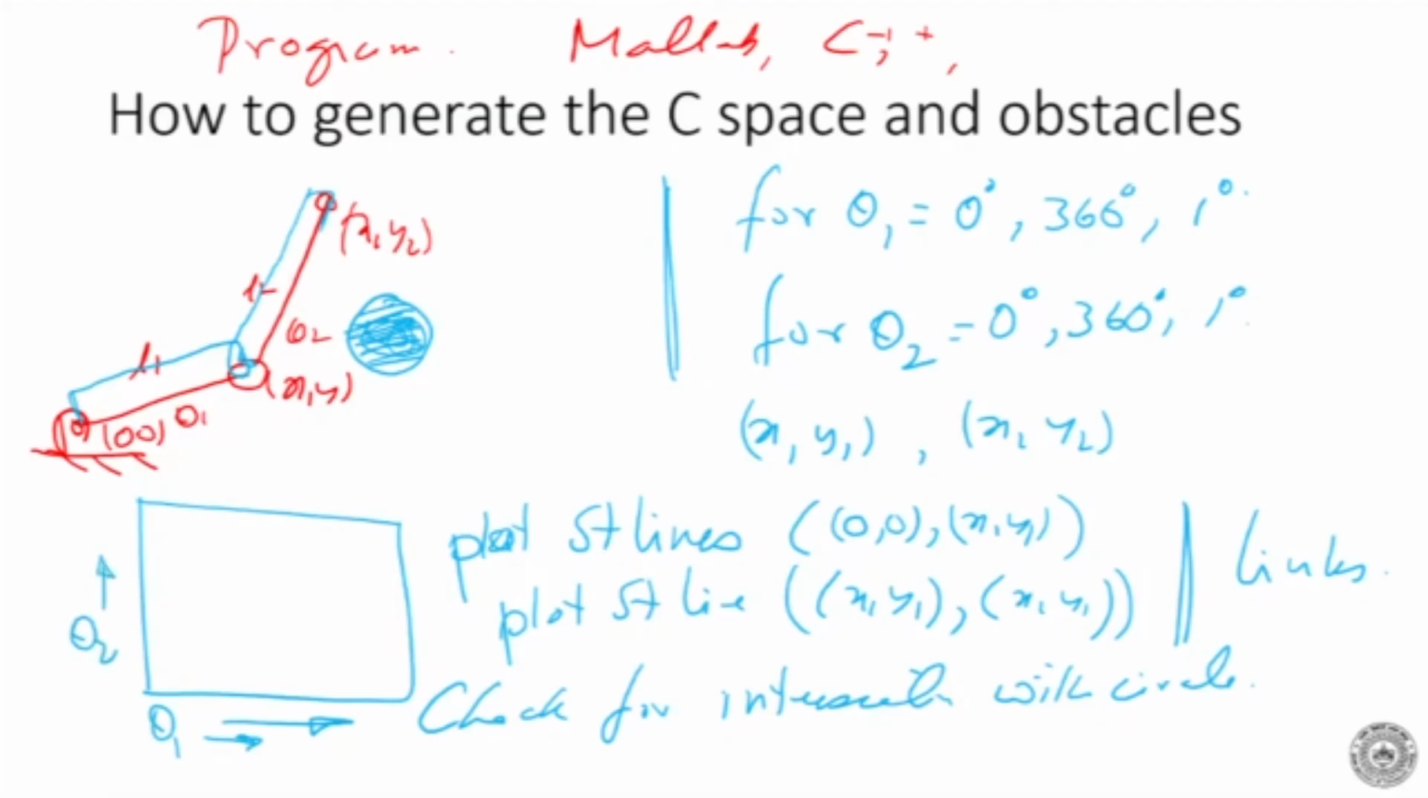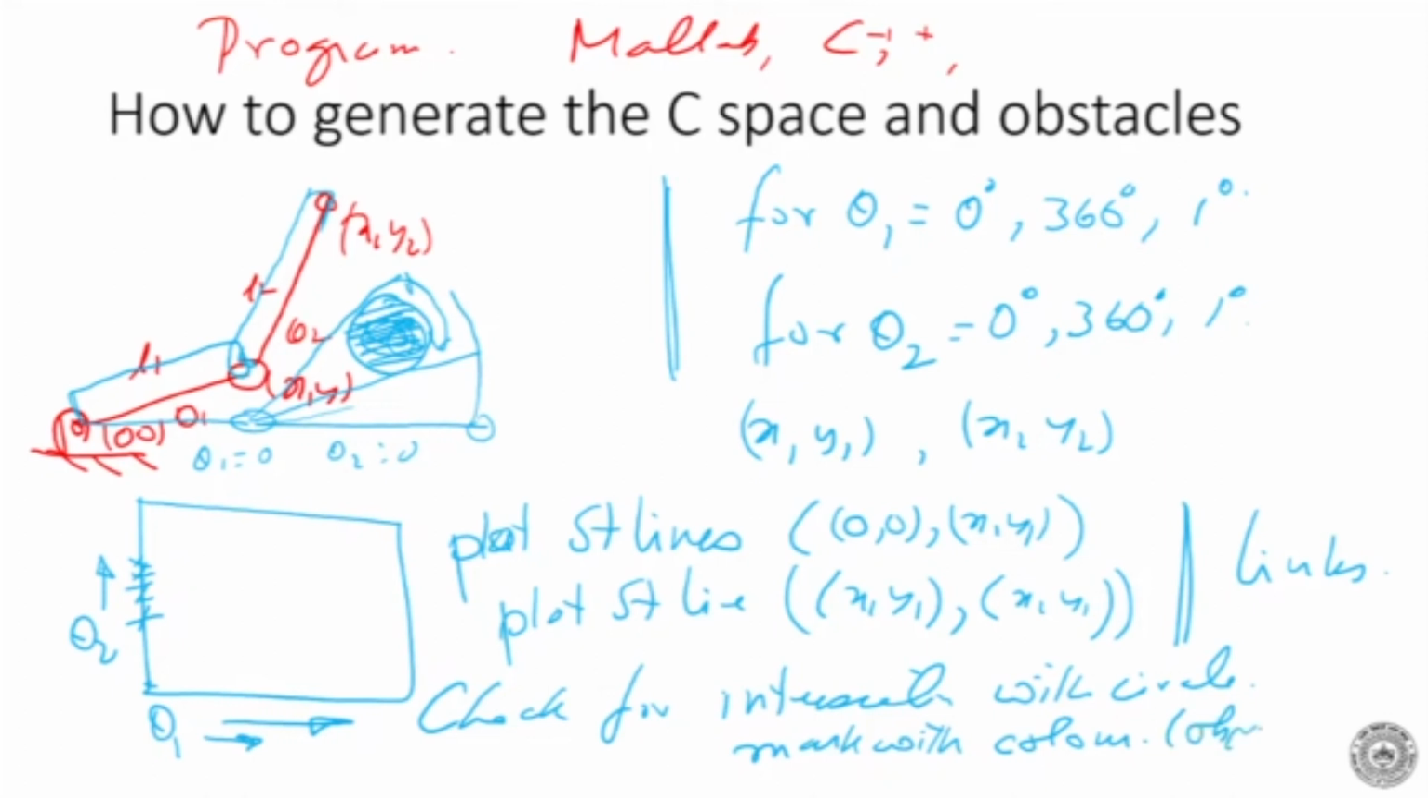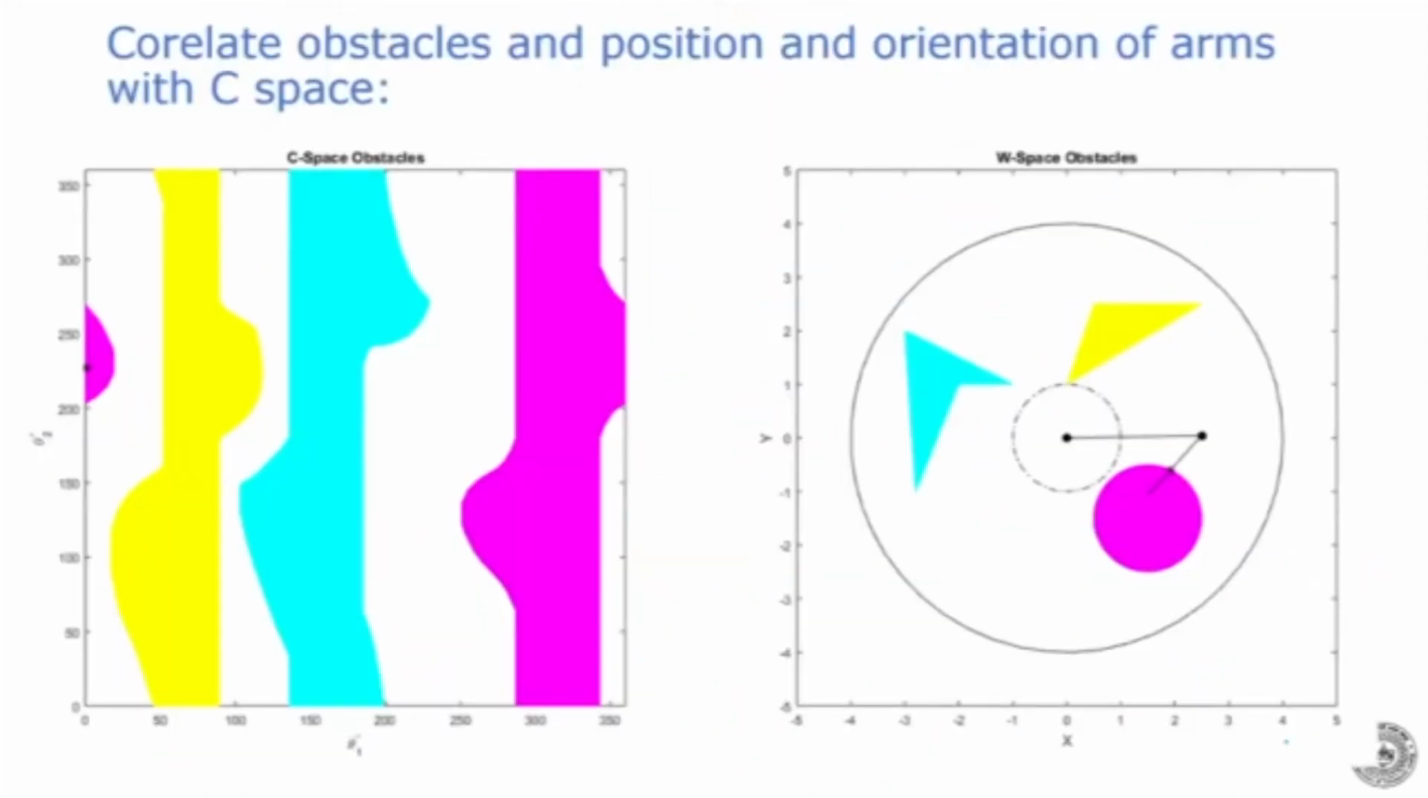Say in this particular case, for example, this is just giving you an example. We start from theta 1 equal to 0, theta 2 equal to 0. At theta 1 equal to 0, as the link rotates with theta 2, after this angle it will hit that object. You can see the intersection will be there. So from here to here there is intersection. I mark it with the same color as the obstacle and proceed like that. Wherever there is intersection, I mark it with the color of the object. You will end up getting a figure like this.